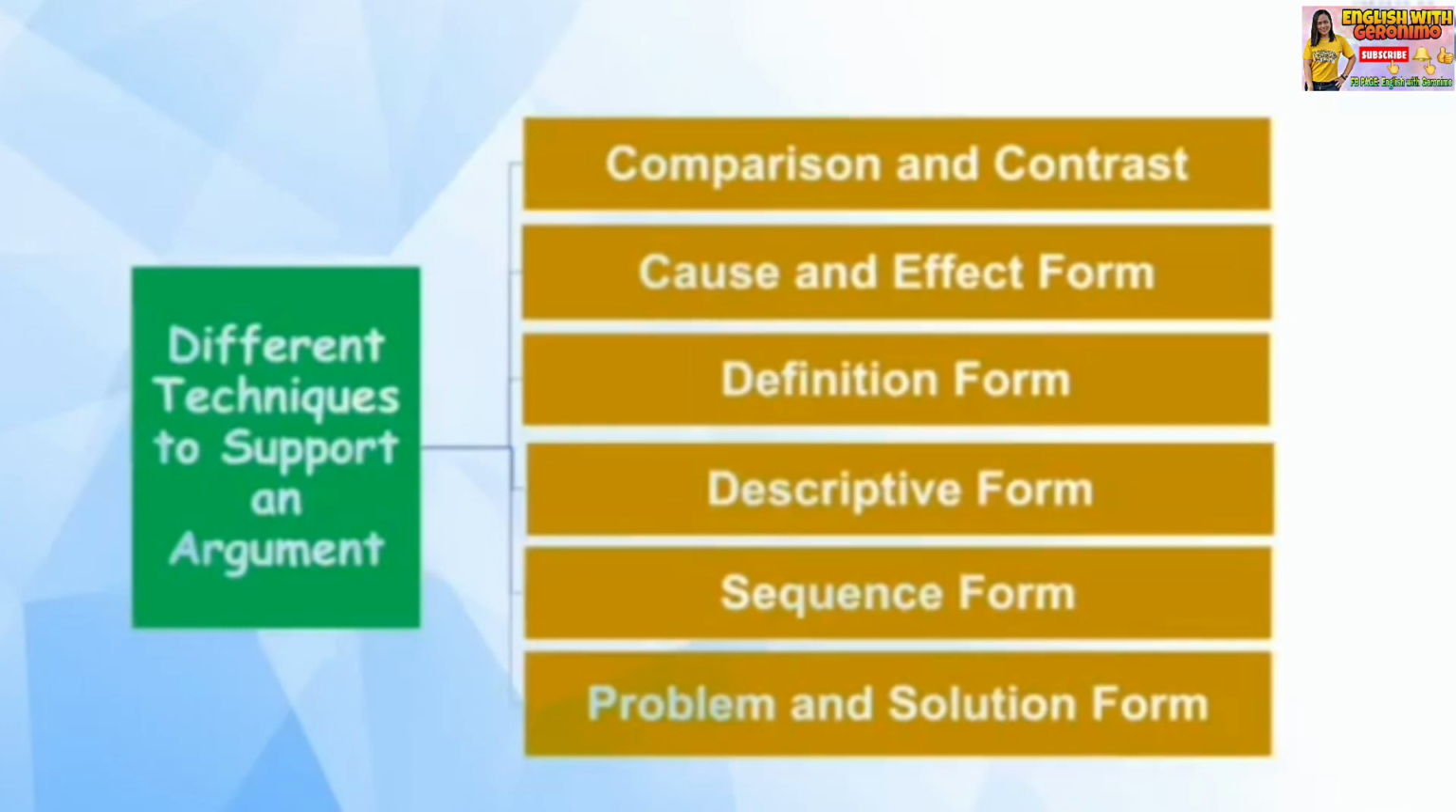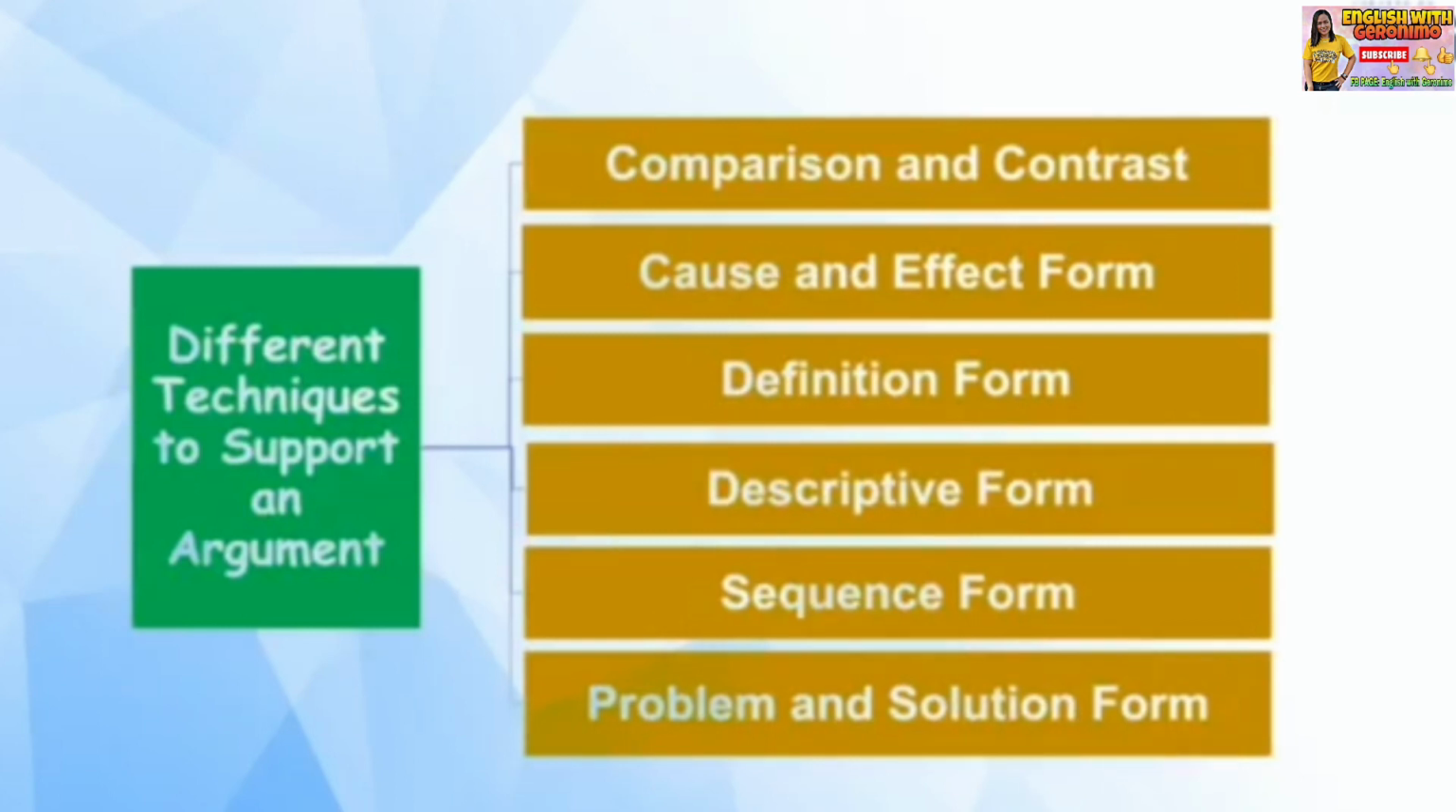The other one is cause and effect form. You can describe the cause and effect of a particular element that you are writing about. You can mention how it can have certain consequences. Another is definition form. You can mention a detailed definition of the element you are writing on. After that, you can mention descriptions and facts to support the text.